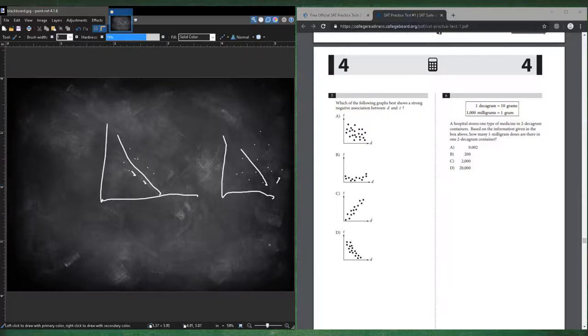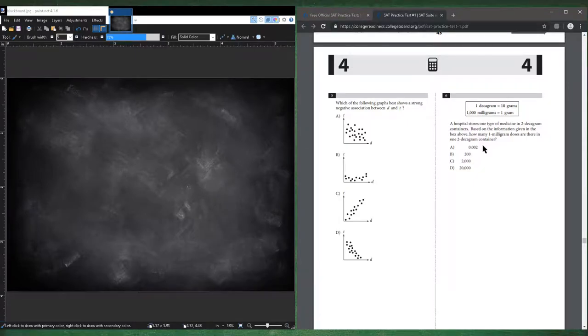So the one closest is D, because all these points are close together, and it shows a negative association, but it's really close. So there's only two of them, only A and D, but D has closer points. So that's a basic scatter plot question.